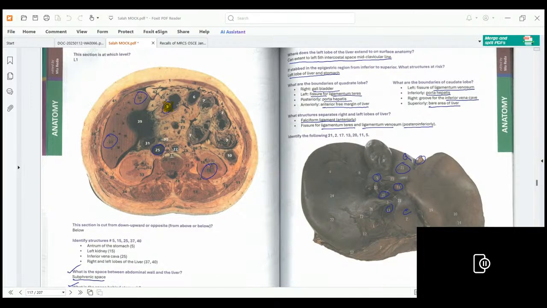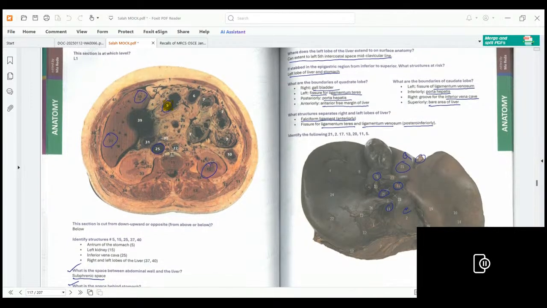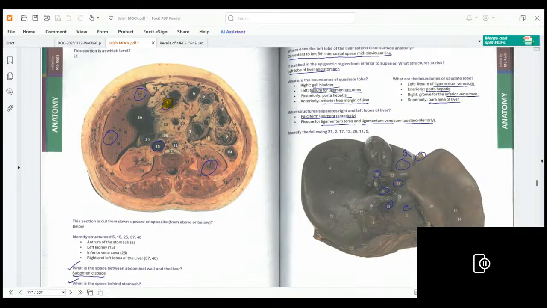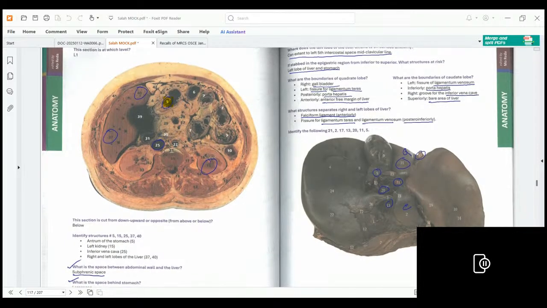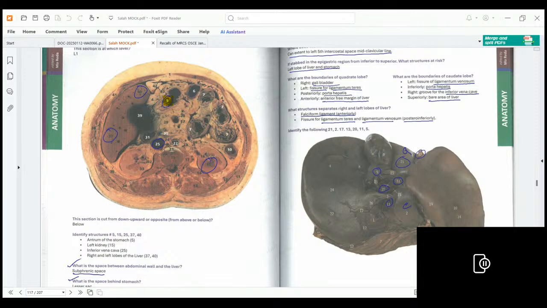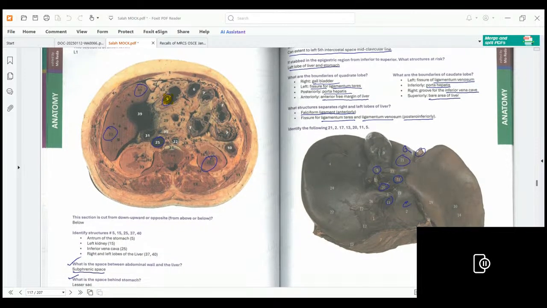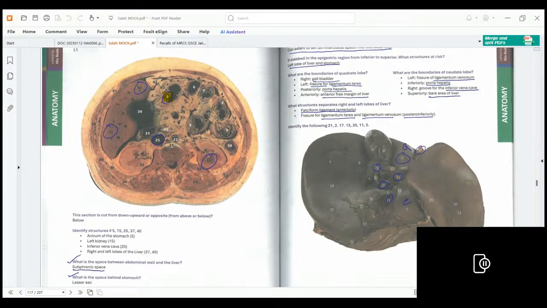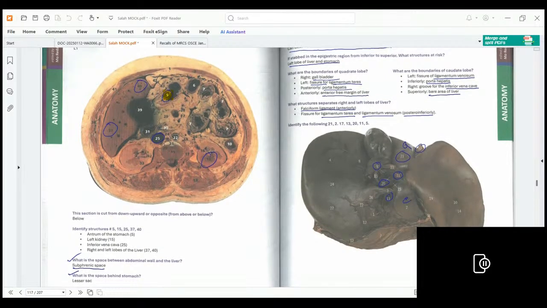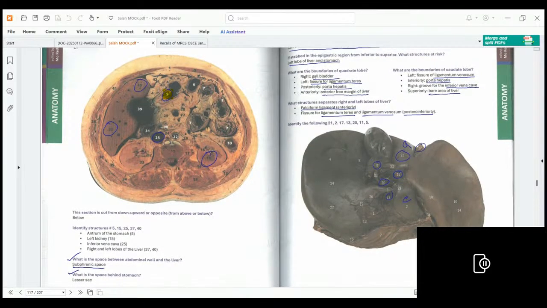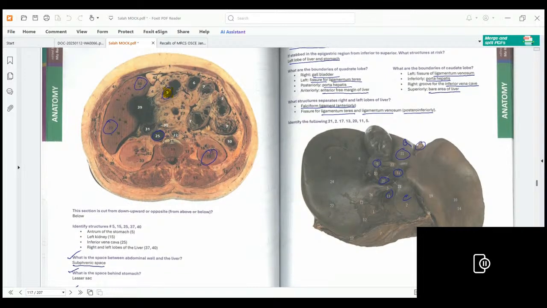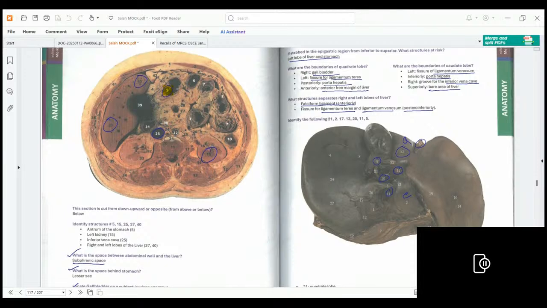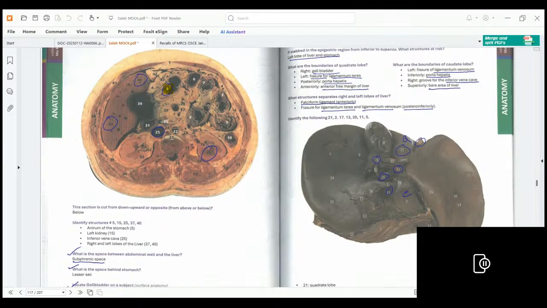So this page is almost done. Identify the following structures. Number 21 is the quadrate lobe. Number 2 is the caudate lobe. Number 17 is the ligamentum teres and falciform ligament in the fissure for ligamentum teres.